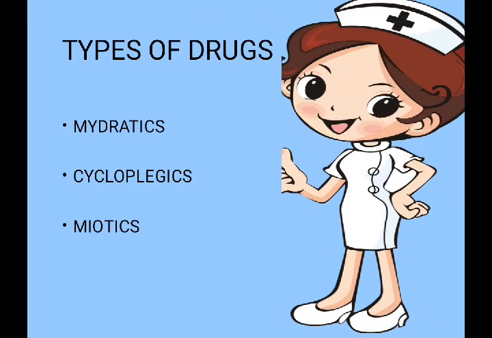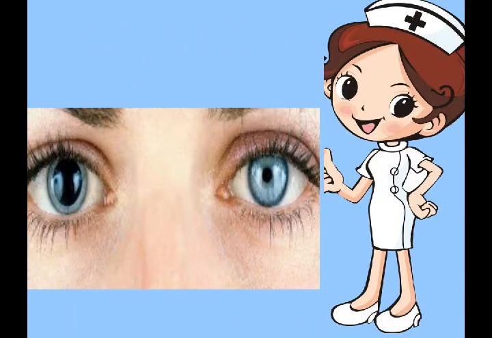Types of drugs. We have three types of drugs: mydriatics, cycloplegics, and miotics, which are used for the diagnosis of any eye condition. First of all, we will know the mechanism of these drugs. As we all know, this black dot in the eye is the pupil. So this pupil gets dilated. To dilate this pupil, we will examine the inner parts, for example, our retina, which is the last or the inner wall of the eye.